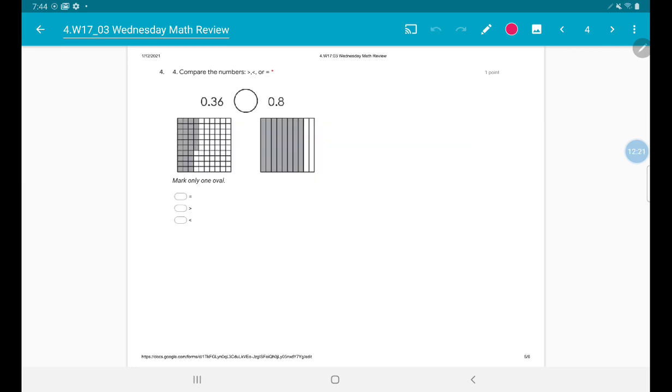All right, we're going to go on to number 4. Compare the numbers 36 hundredths and 8/10. If I look at my shaded models, I can see that 8/10 has way more of the space shaded. So I will say 36 hundredths is less than 8/10.